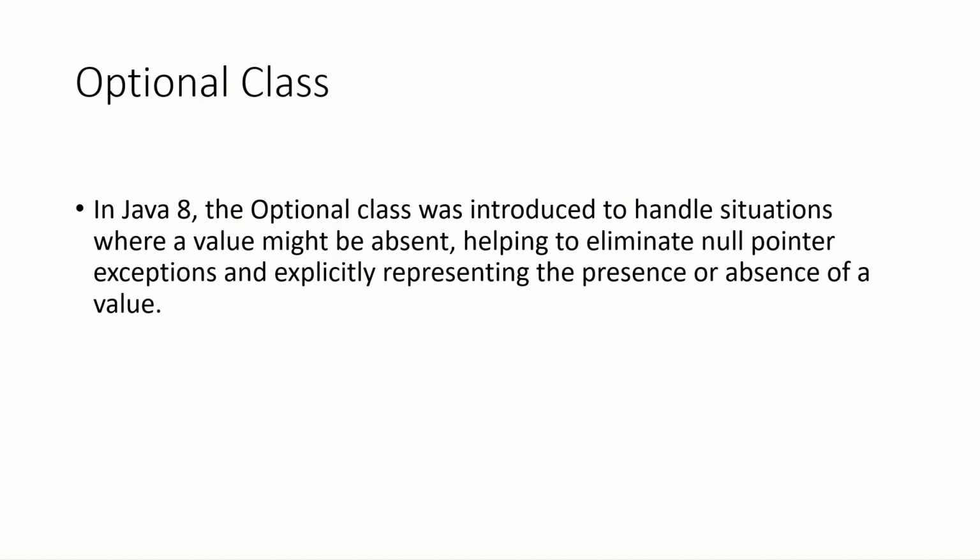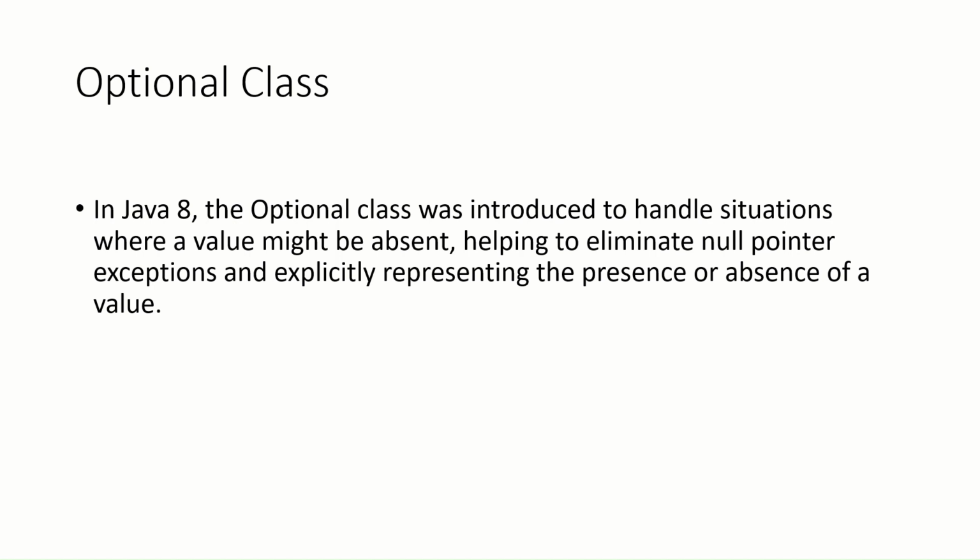It handles the situation where a value might be null or absent, helping to eliminate the null pointer exception and explicitly representing the presence or the absence of a value. So it helps us eliminate the null pointer exception that we would get if we were not using Optional. It helps us avoid the null pointer exception when we use the Optional class.